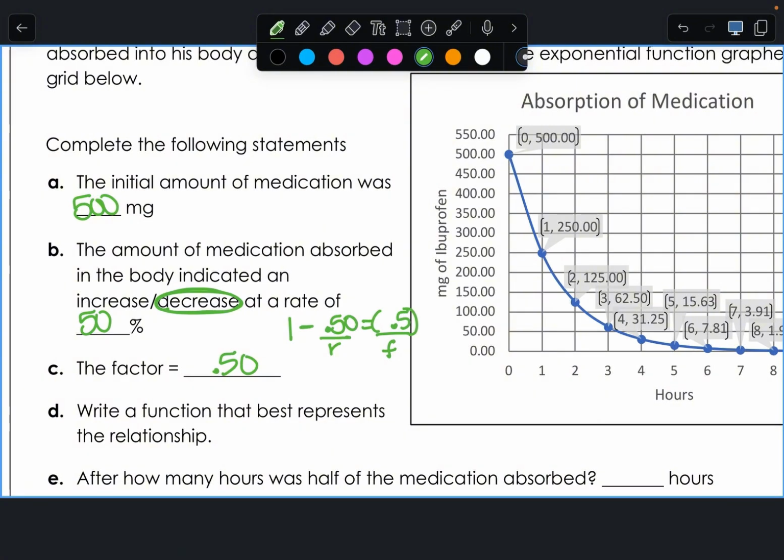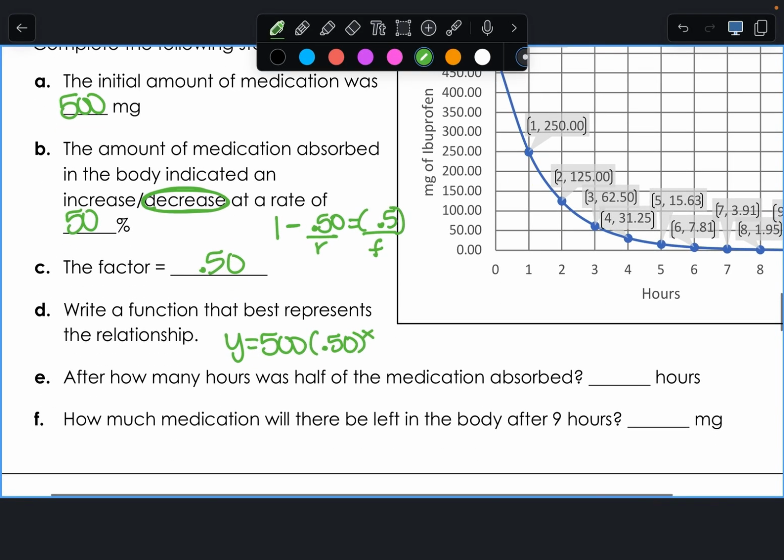Because it's going downward. The amount of medication is going down because it's being absorbed into the body. Got it? Okay. Write a function that best represents that relationship. Y equals what? 500 times 0.5 to the power of x.